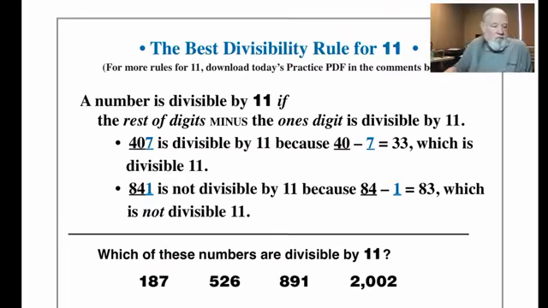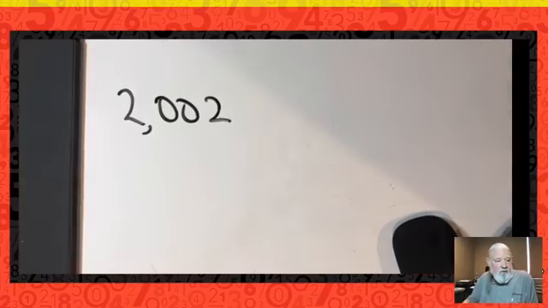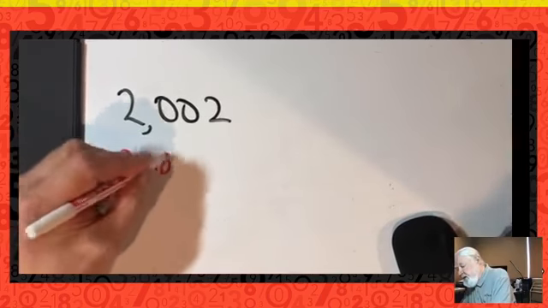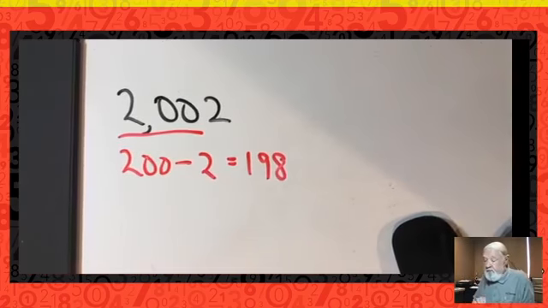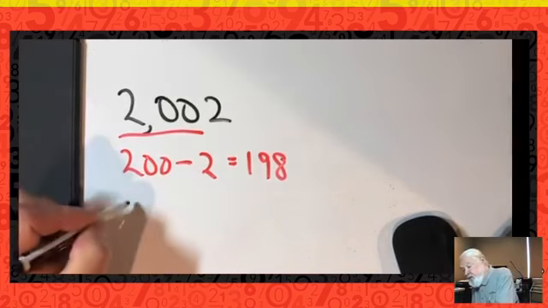Okay, and switch over to that. Okay, so our strategy tells us to take 200, everything in front, minus the ones digit, which is 198. Well, off the top of your head, you may not know whether 198 is divisible by 11 or not. So again, we can do the same procedure over again.